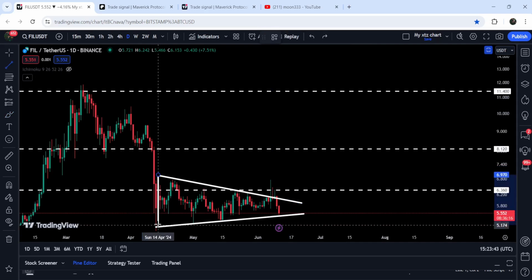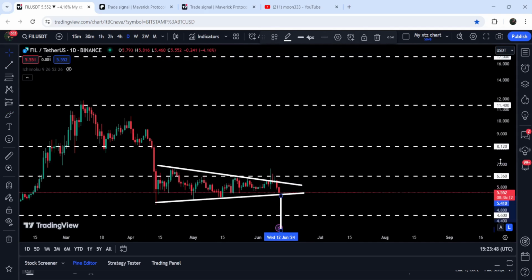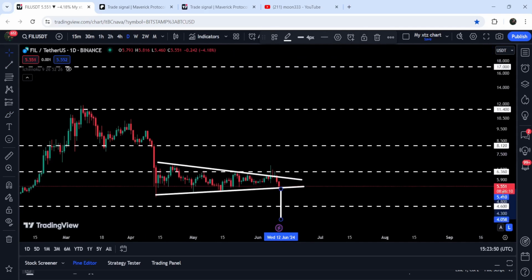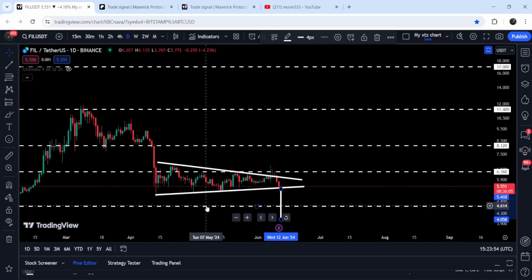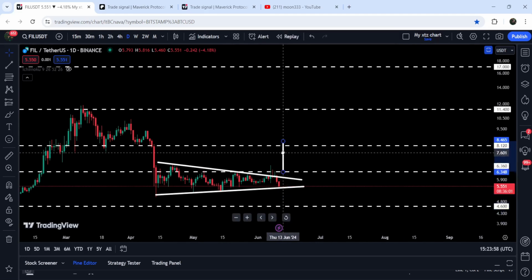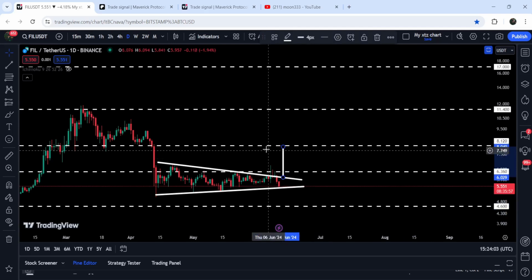And now if we take a look at the targets, then in case of breaking down the support, the target to the downside can be here, approximately at $4.05. And in that situation, we can also lose this very long-term support of $4.60 as well. And in case of breaking out the resistance of the triangle, the next target will be here at this long-term resistance of $8.12.